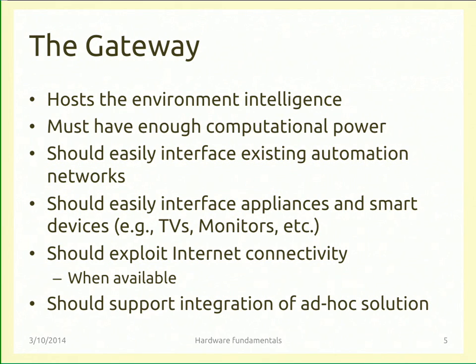It should be easy to interface with existing automation systems, existing devices, existing appliances. So if I want to interface my smart TV, I should be able to communicate with it. As well, I need to communicate, for example, with my home automation system based on Zigbee, or with my solar panels, which speak Modbus, for example, or other protocols. So I need some hardware which can be easily connected to different devices and different protocols.